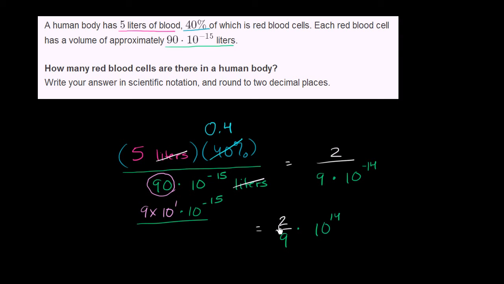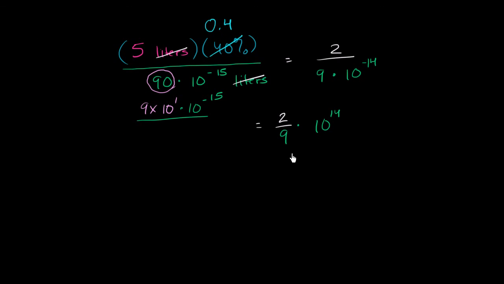Now you might say, okay, we just have to figure out what 2/9 is and we're done. We've written this in scientific notation. But you might already realize, look, 2/9 is not greater than or equal to 1. How can we make this greater than or equal to 1? Well, we could multiply it by 10. If we multiply this by 10, then we've got to divide this by 10 to not change the value of this expression. But let's do that.